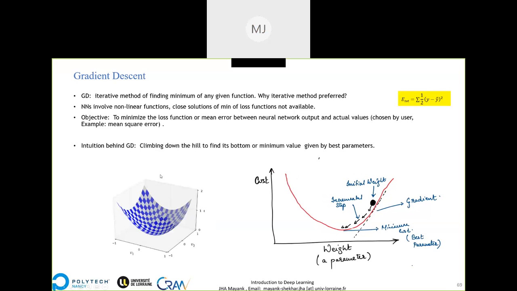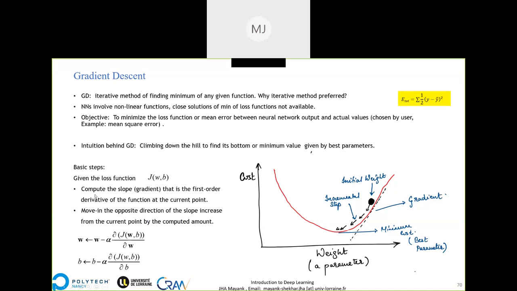So what we discussed here, we are going to do. I've written here: compute the slope, the gradient, that is the first order derivative of the function at the current point, and we will move in the opposite direction of the slope. Because remember, slope is positive by default, and we want to climb down, so we will come down. So this is what we do.